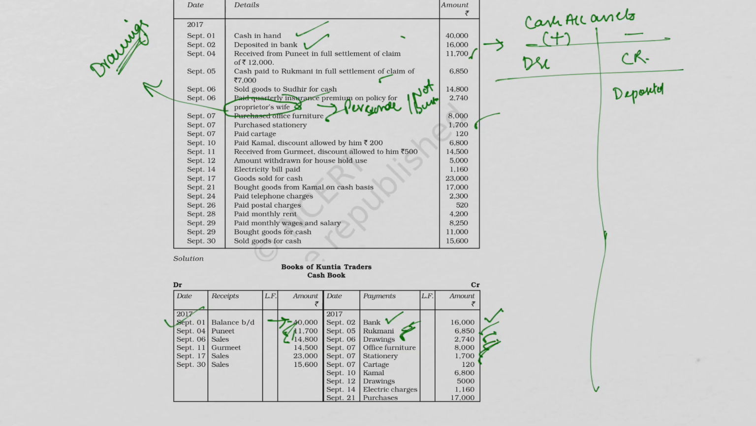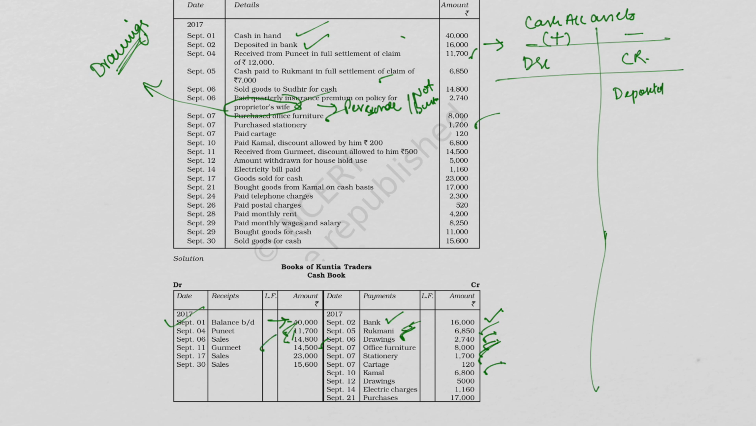So discount allowed is 200, okay, but we are paying 6,800. So we have to just record the amount that we have paid. Received from Gurmeet, discount allowed to him 500, 14,500. We have received 14,500, so we'll write to Gurmeet.